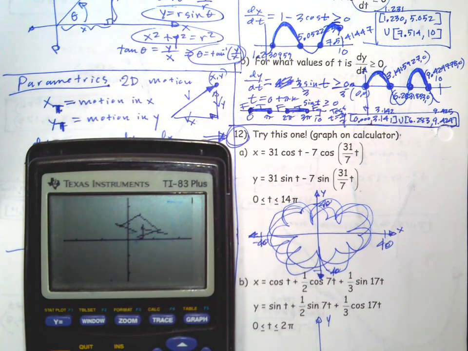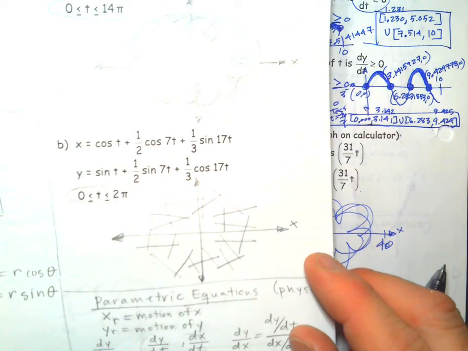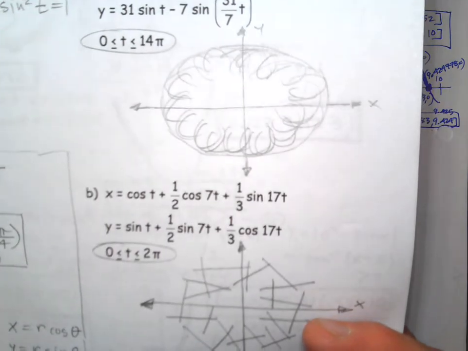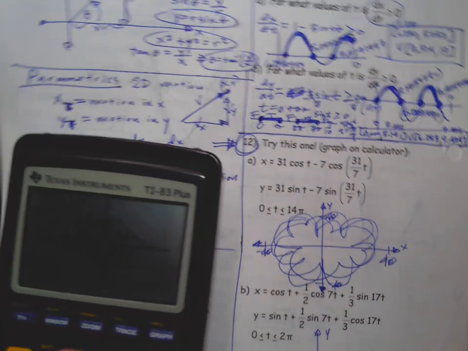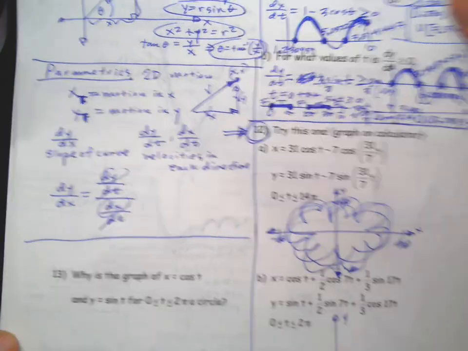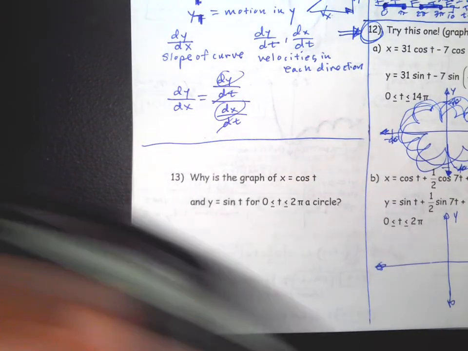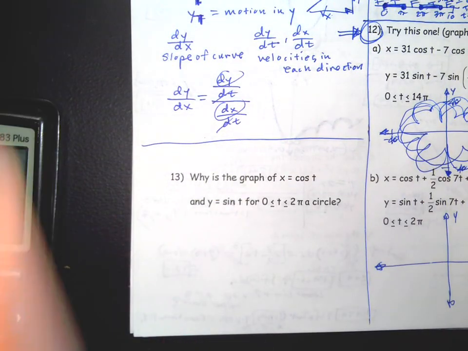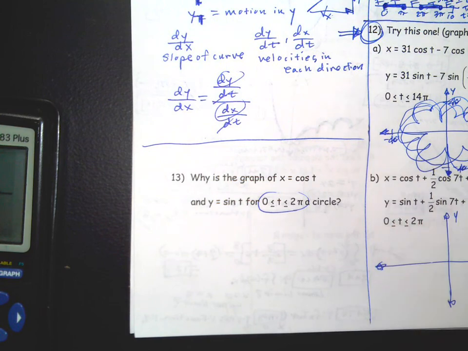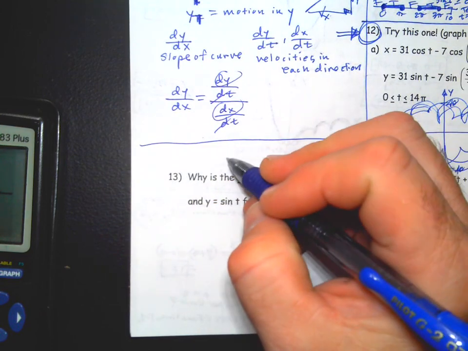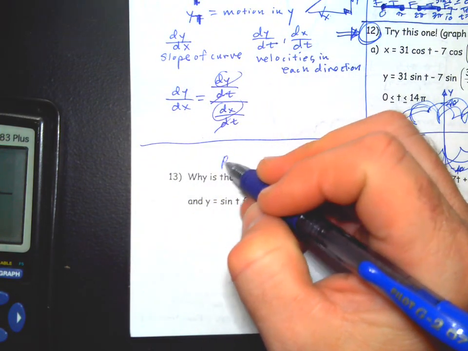That's crazy. So it kind of makes things like the last one, but a lot sharper. So I don't know, you could try and draw that. I sort of drew it like this. But whatever, just something fun. Okay, and 13 says, why is the graph of x equals cosine t, y equals sine t going to be a circle? So this is parametrics.